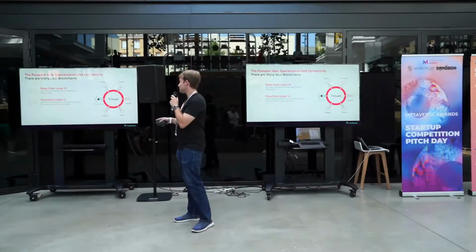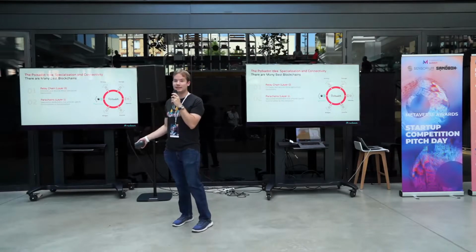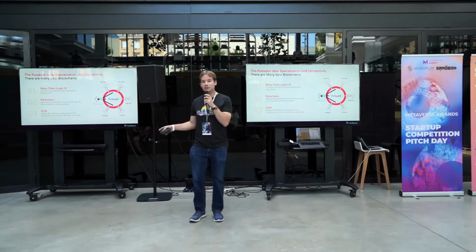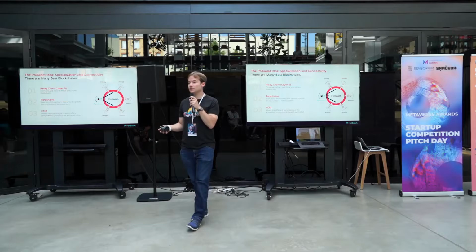Parachains is what Polkadot calls these layer 1 blockchains. Parachains is just a complicated word for a layer 1 blockchain. These blockchains provide specific functionality. Again, it could be privacy, decentralized storage, decentralized identity, or many different things. But the way to connect all of these different parachains is through XCM.